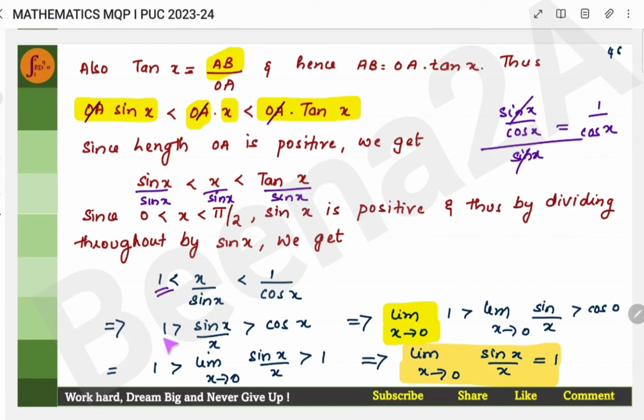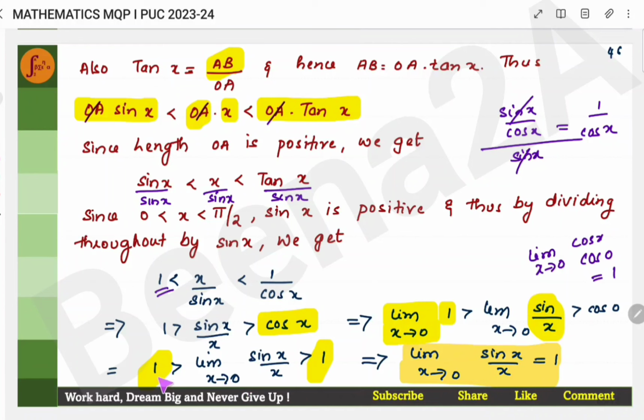If I apply the limit here, the limit of a constant is the constant itself. Limit of a number is the number itself, so 1. Then applying the limit on sin x by x, we leave this like this. Then if I apply the limit on cos x, x tends to 0, instead of x, I'll put 0. It will become cos 0. What is cos 0? Cos 0 is 1. And here I already have 1. Then I'm left with the limit x tends to 0 of sin x by x.